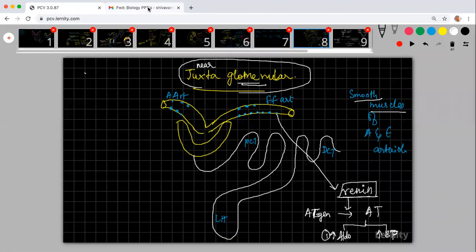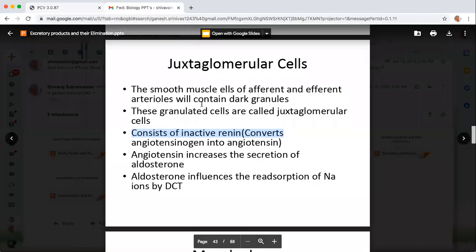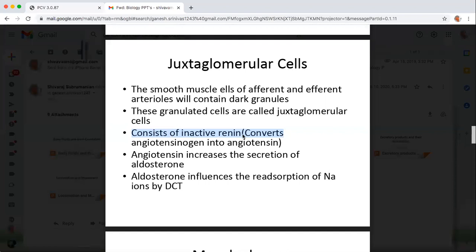So please let us look into this. Juxtaglomerular cells will contain inactive renin. It converts angiotensinogen into angiotensin. Angiotensin increases the secretion of aldosterone. Aldosterone's role we will study later. But it will also do one more thing. What is that one more thing it will do? It will try to increase the BP. That is not mentioned in the slide, but that is also true.